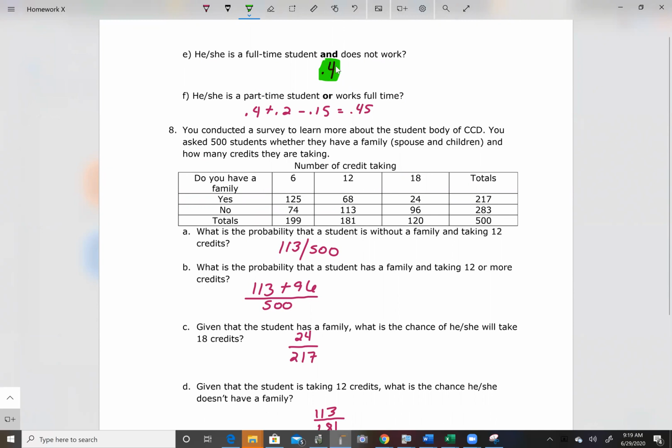He or she is a part-time student or works full-time. The total probability of part-time student is 0.4. Total probability that they work full-time is 0.2. Then we need to subtract out the box that we added twice, 0.15. So your answer should be 45%.